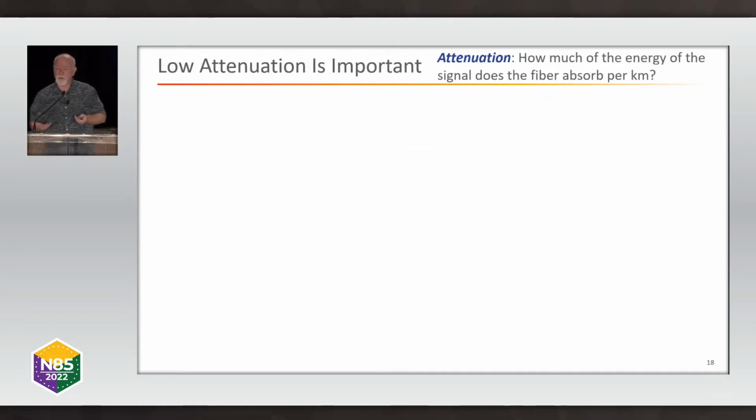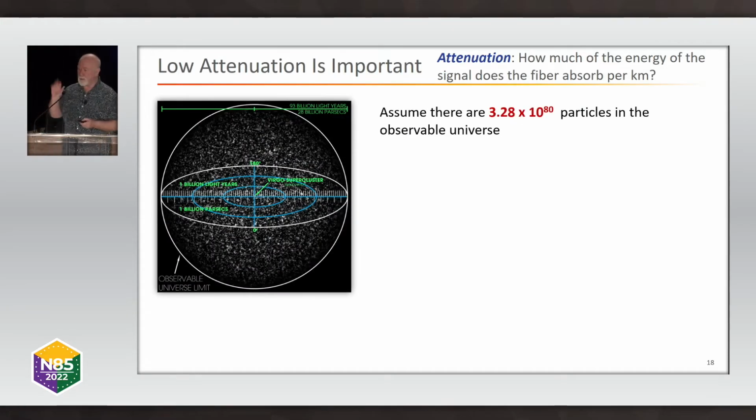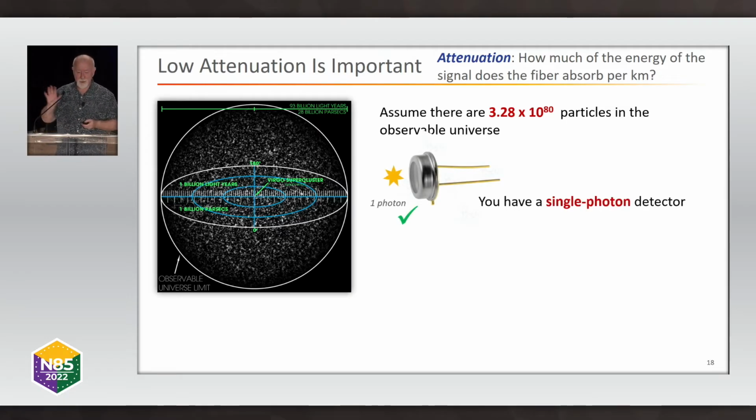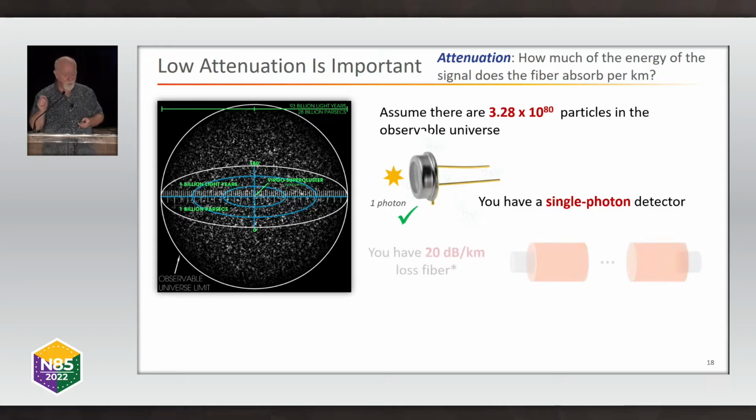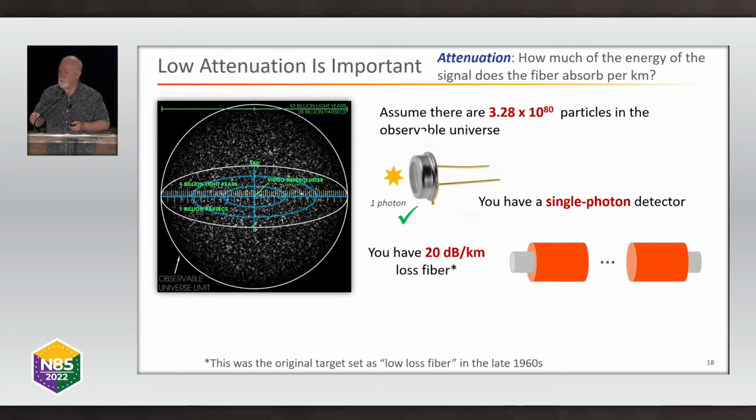Now, optical fiber, apart from being a waveguide, it really doesn't absorb much of the energy of the signal. We call that attenuation. How much of the energy of the signal is absorbed per kilometer of fiber? Well, let me give you a little bit of a thought example here. Assume there are 3.28 times 10 to the power 80 particles in the observable universe. Here's the question. If you have an amazing detector designer and they manage to design a single photon detector, and you have optical fiber like we had back at the beginning of the 1970s.